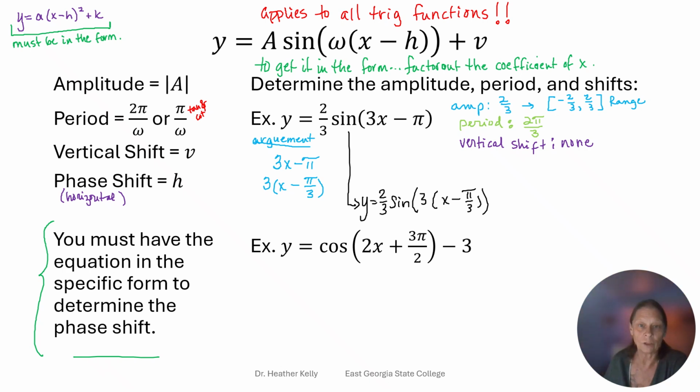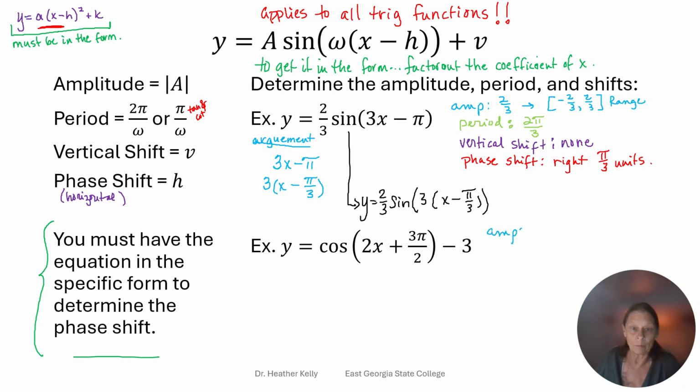And so our phase shift, just like when we did this with the quadratic equations, you ignore the negative sign, so the phase shift here is going to be in the positive direction, so it's going to be right pi over 3 units. Okay? All right, let's do this next one here.